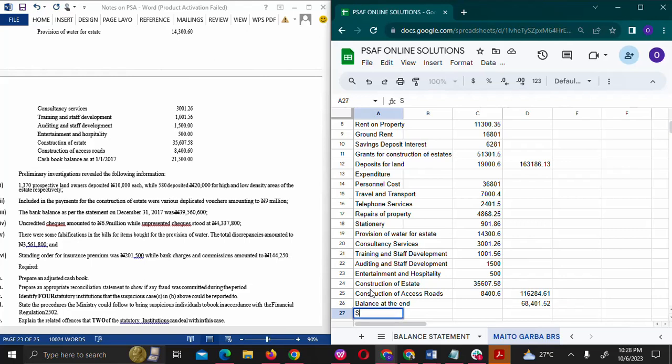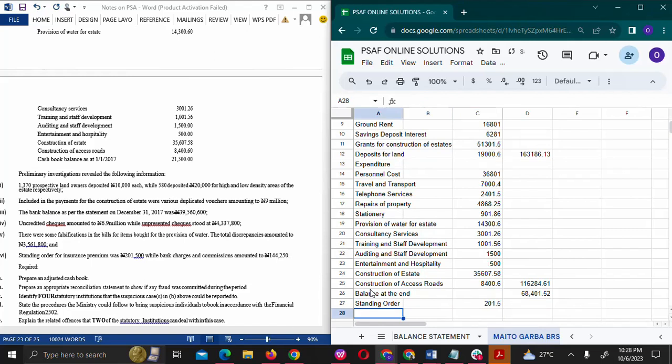Are we on the same page? So you have your standing order. Are we together, please? We are. Standing order is 201,500, but because all figures are in thousands, you put 201.5. Then we have bank charges and commissions.